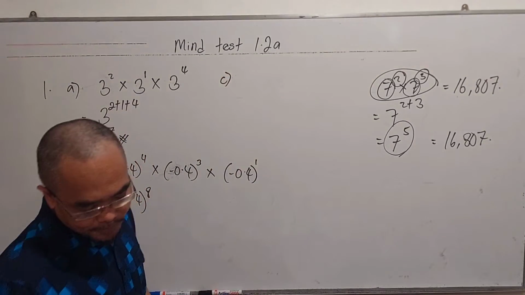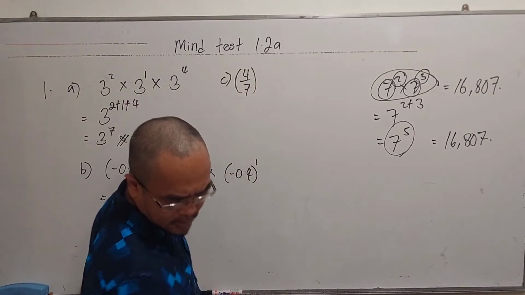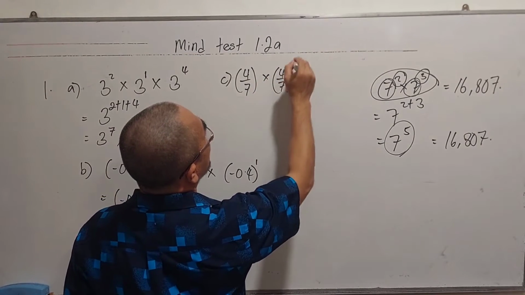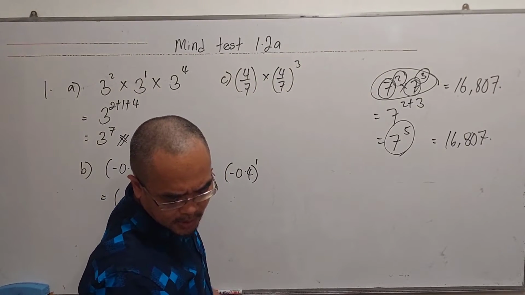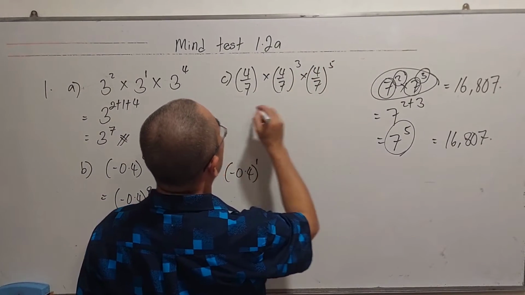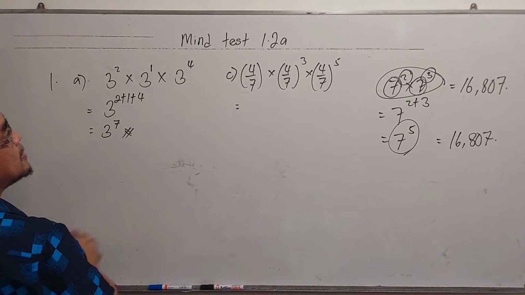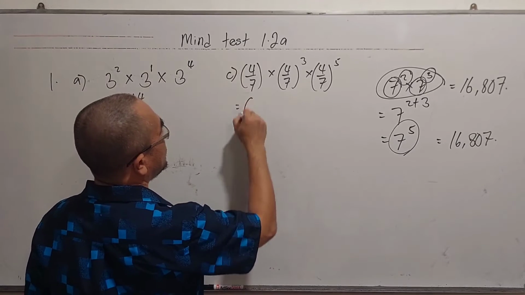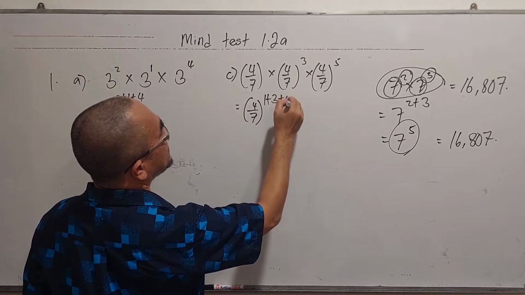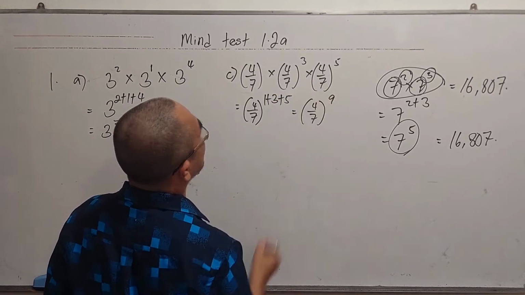Okay, C. 4 over 7 times 4 over 7 power 3 times 4 over 7 power of 5 will be 4 over 7 to the power of 9. Yes, 4 over 7 to the power of 1 plus 3 plus 5, which is 4 over 7 to the power of 9.